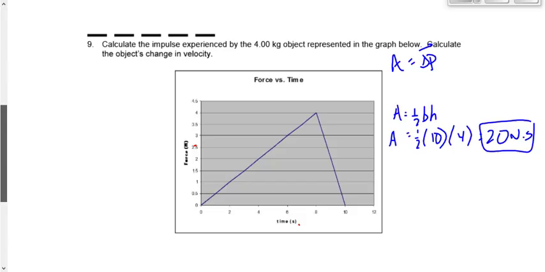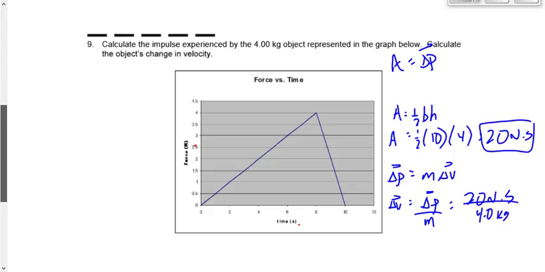Now we want to find the change in velocity. Well, we can't use F times T, and even if we could, it really wouldn't be very useful to me, right? So I'm going to say rather delta P is equal to m times delta V. And I'm going to rearrange that to solve for delta V. Take the m down by dividing. I get delta P over m. 20 Newton seconds over the mass of 4 kilograms gives me a change in velocity of 5.0 meters per second.